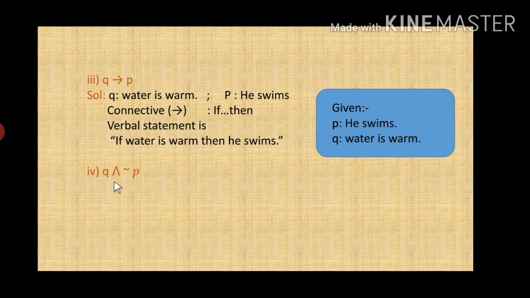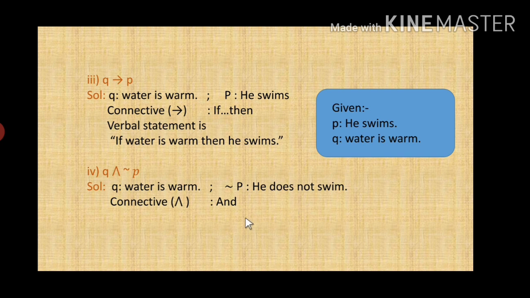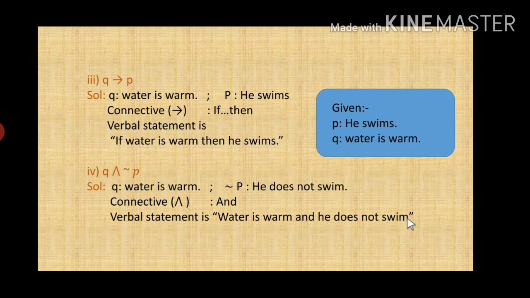Q and negation P. So you know what Q is: water is warm. And what will be negation P? He does not swim. Correct? Your P is he swims. So negation P will be he does not swim. And connective is and. So the verbal form will be water is warm and he does not swim. Understood? Next one.